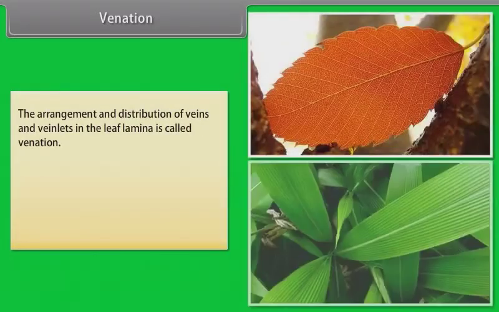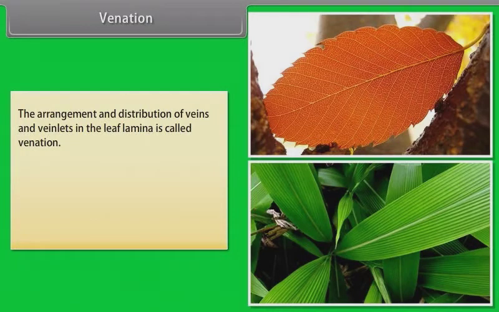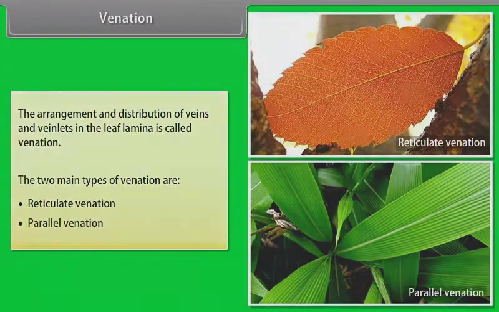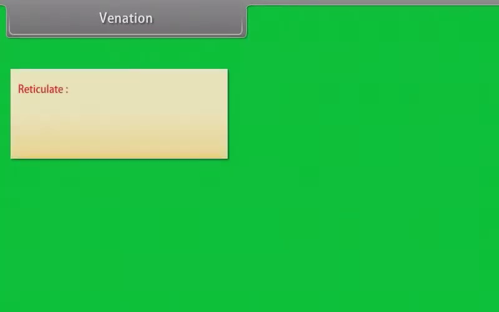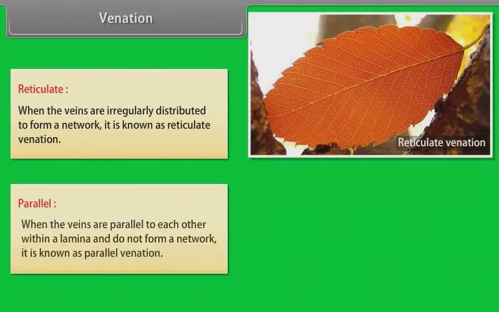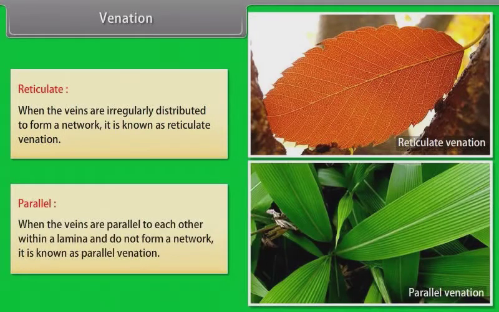Venation. The arrangement and distribution of veins and veinlets in the leaf lamina is called venation. The two main types of venation are reticulate and parallel. Reticulate: when the veins are irregularly distributed to form a network, it is known as reticulate venation. Parallel: when the veins are parallel to each other within a lamina and do not form a network, it is known as parallel venation.